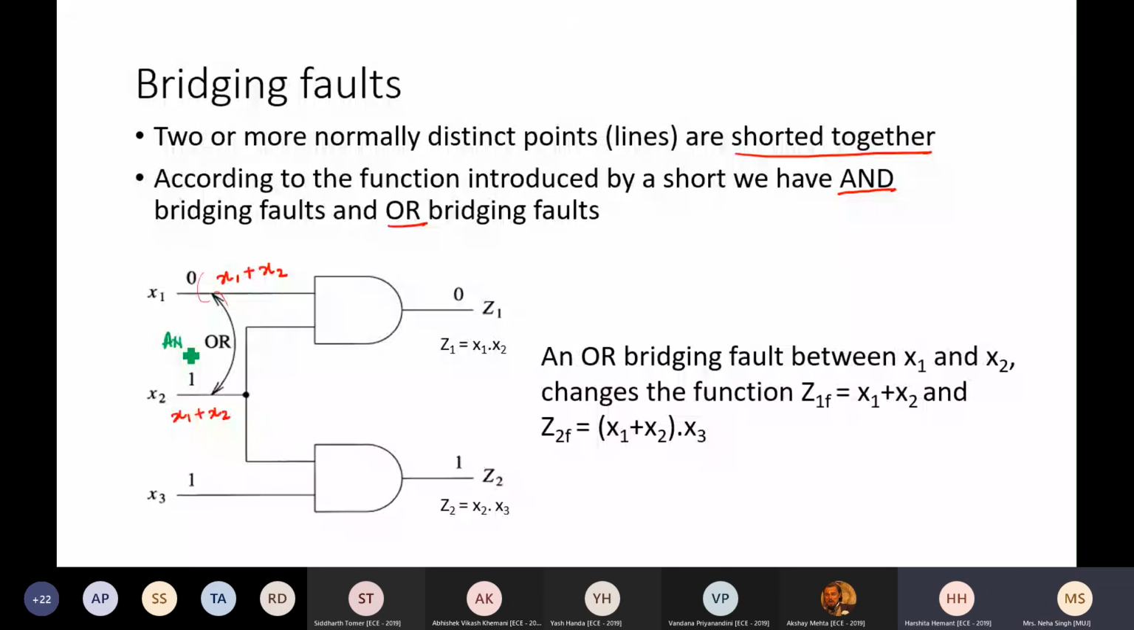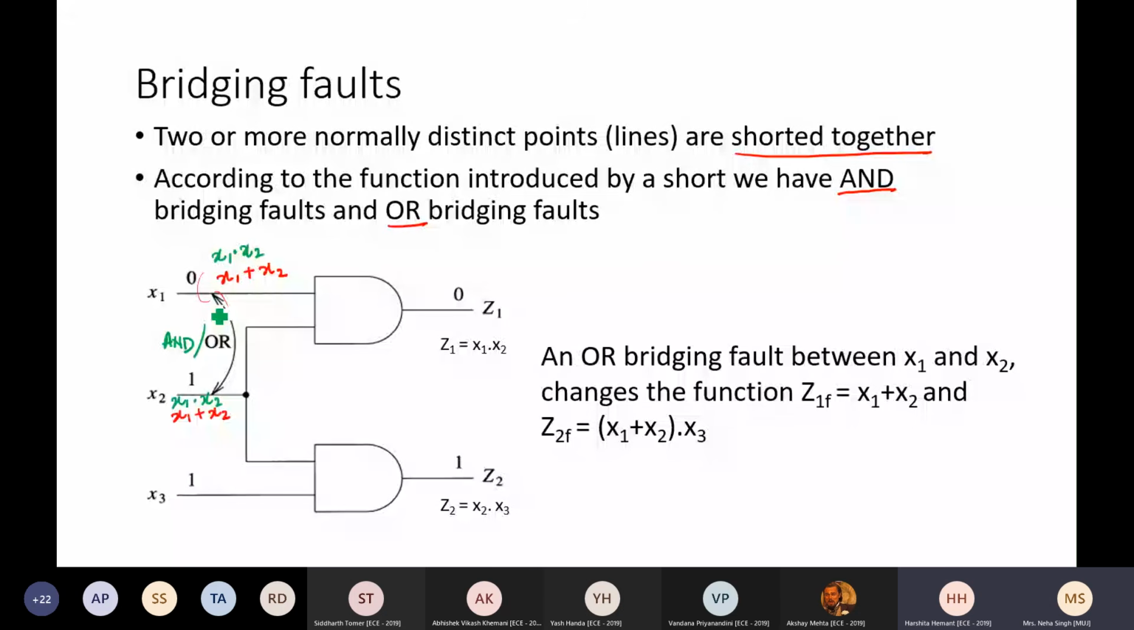Okay, in a stuck-at fault, this value was different. It is either 0 or 1. Now it depends upon the logical OR or logical AND of the two bridged values. Okay, suppose there is no fault, neither an AND bridging fault nor an OR bridging fault, then the function z1 implemented is x1 and x2. If there is no fault, then this x2 with this fan out is achieved here. So this gate works properly as an AND gate, and z1 is given as x1 and x2.